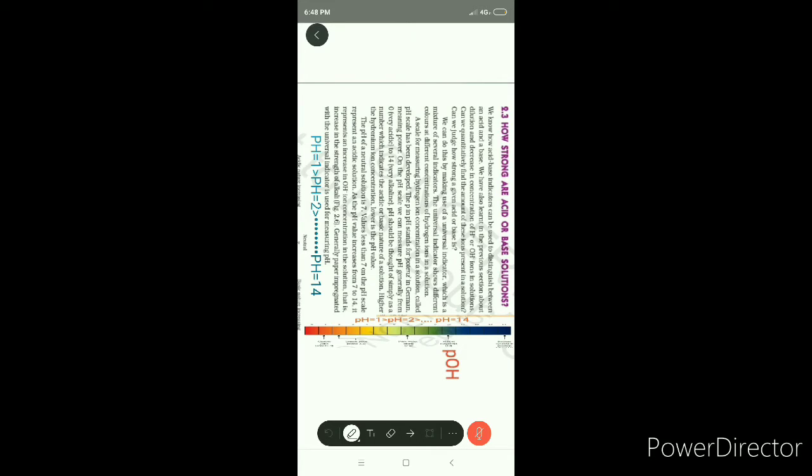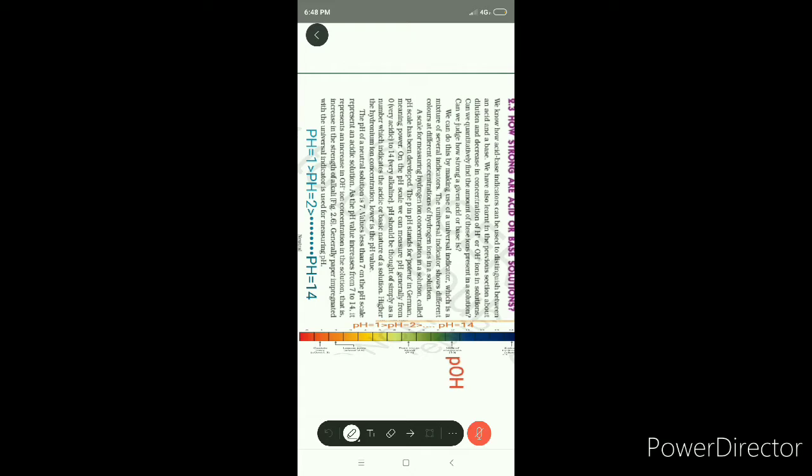So when we diluted the acids, then the concentration of hydrogen ion will be less per unit volume, as well as when we diluted the base, then the concentration of hydroxide ion per unit volume decreases.